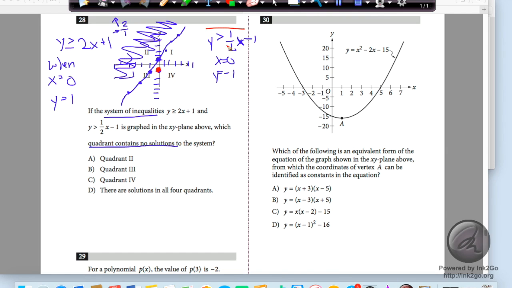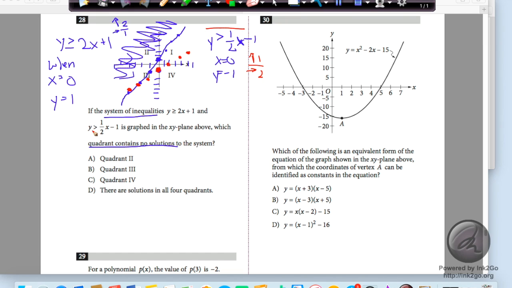So here I have 1/2. This is going to be up 1, over 2. So I'm going to slide up 1 and go over 2. I'm going to slide up 1 again and go over 2. Slide up 1, over 2. Okay, so here I am. I'm going to slide down 1 and go over 2. I'm going to slide down 1, go over 2. You can sort of already tell what's happening. I'm going to slide down 1, go over 2.